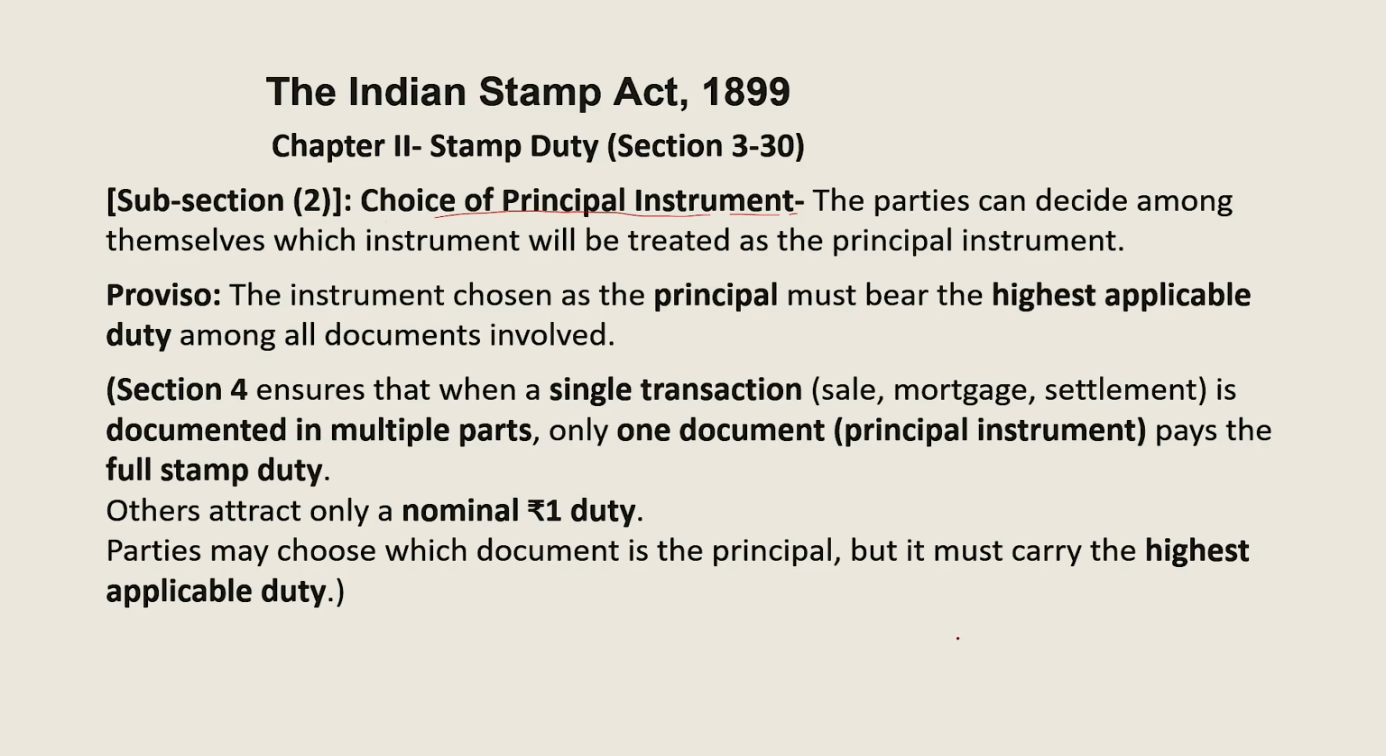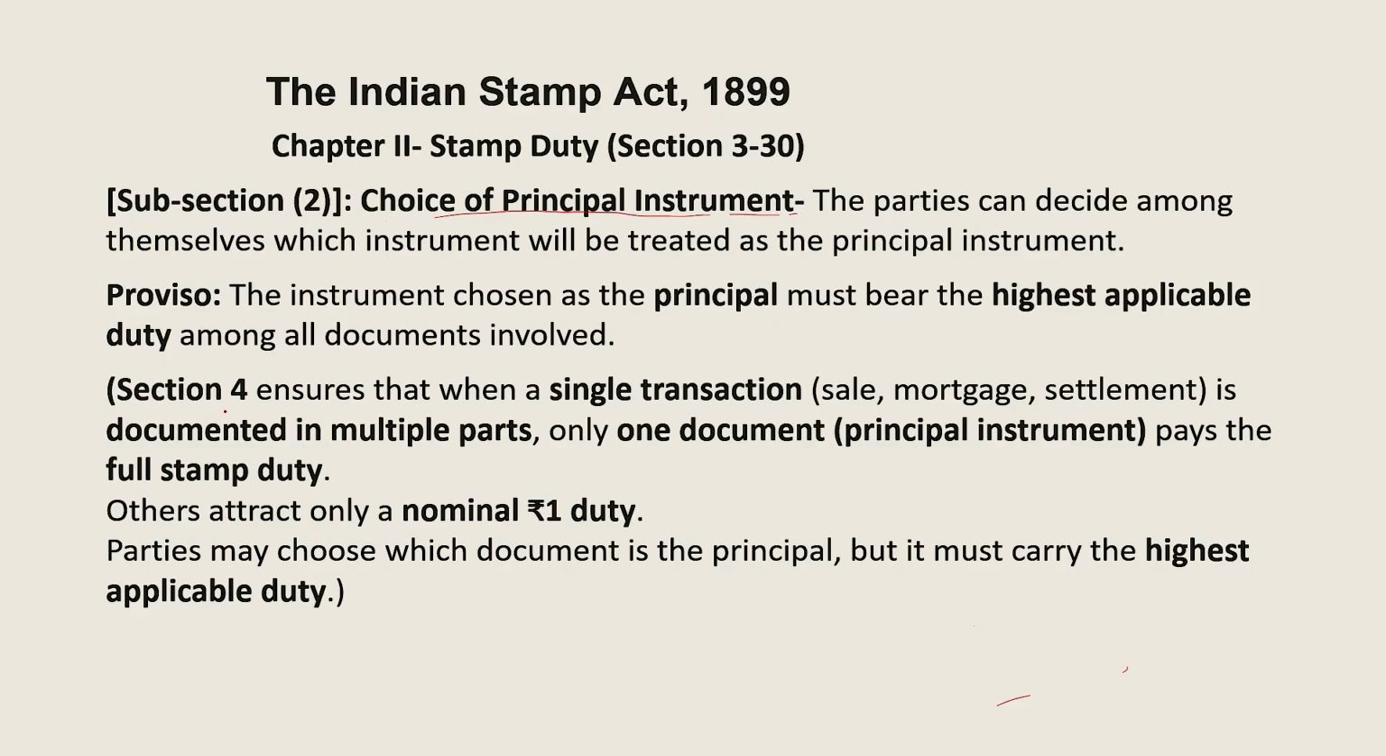So it is not the case that a person doing a single transaction with multiple documents can choose the one document on which he has to pay a very low stamp duty. The proviso says that among those instruments, the person will choose as the principal document the one which must bear the highest applicable duty among all the documents. So basically, this Section 4 ensures that when a single transaction is documented in multiple parts, only one document pays the full stamp duty and the others only a nominal 1 rupee.